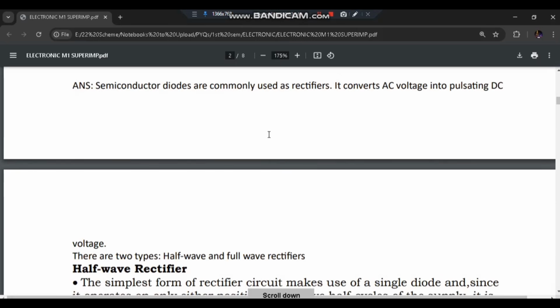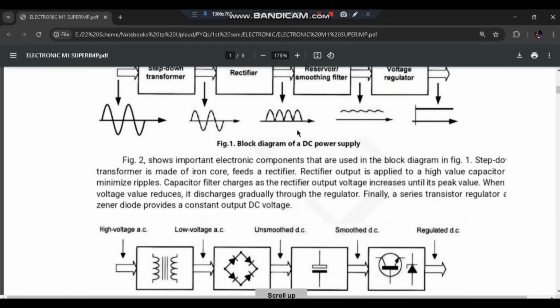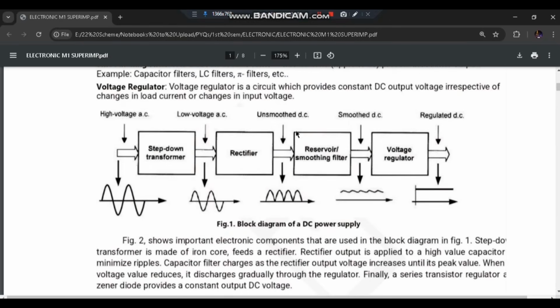A rectifier converts AC voltage to pulsating DC. See what the rectifier does? This one it converts to this one. The negative parts get removed and the equivalent positive for that negative gets added here. So it converts all the negative cycles to positive cycles. That is the rectifier.